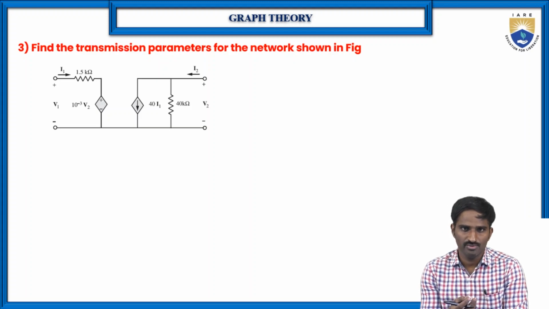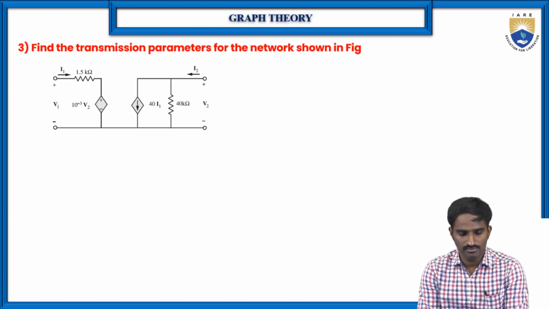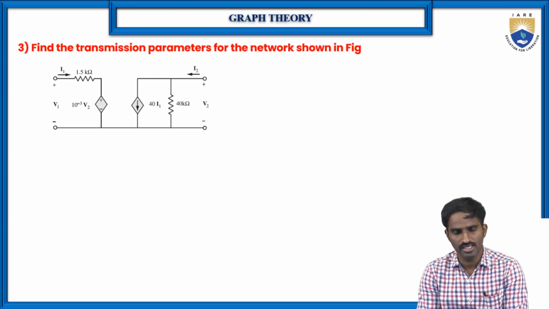But sometimes you may need to convert the given circuit into the standard form, either in the T network form or in the pi network form, so that it will be easy to find these ABCD parameters. So for that here, of course, the same way.